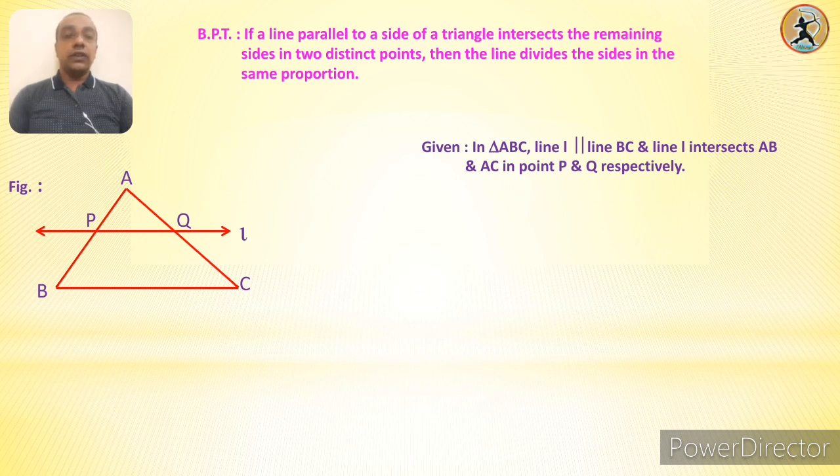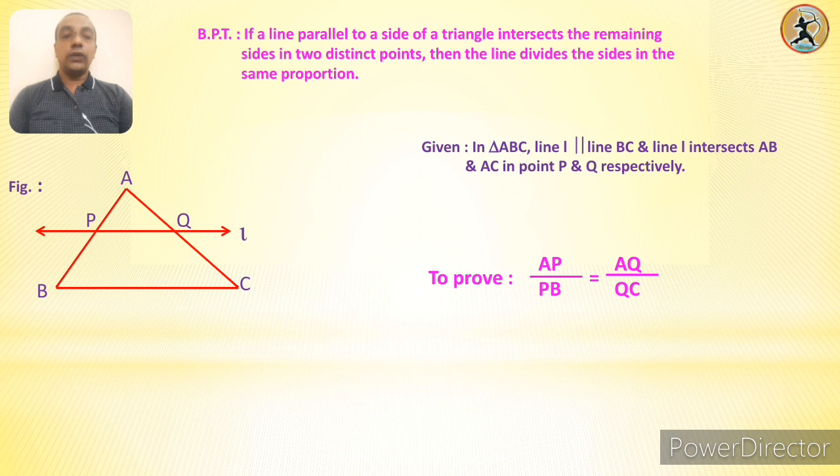Now concentrate on the consequent. What is the consequent in the statement? Then the line divides the sides in the same proportion. The line L divides the sides. Which sides? AB and AC in the same proportion. That means, what is the proportion of side AB? That is AP upon PB, and the proportion of side AC, AQ upon QC. And we have to prove that it is the same. It means to prove AP upon PB is equal to AQ upon QC.